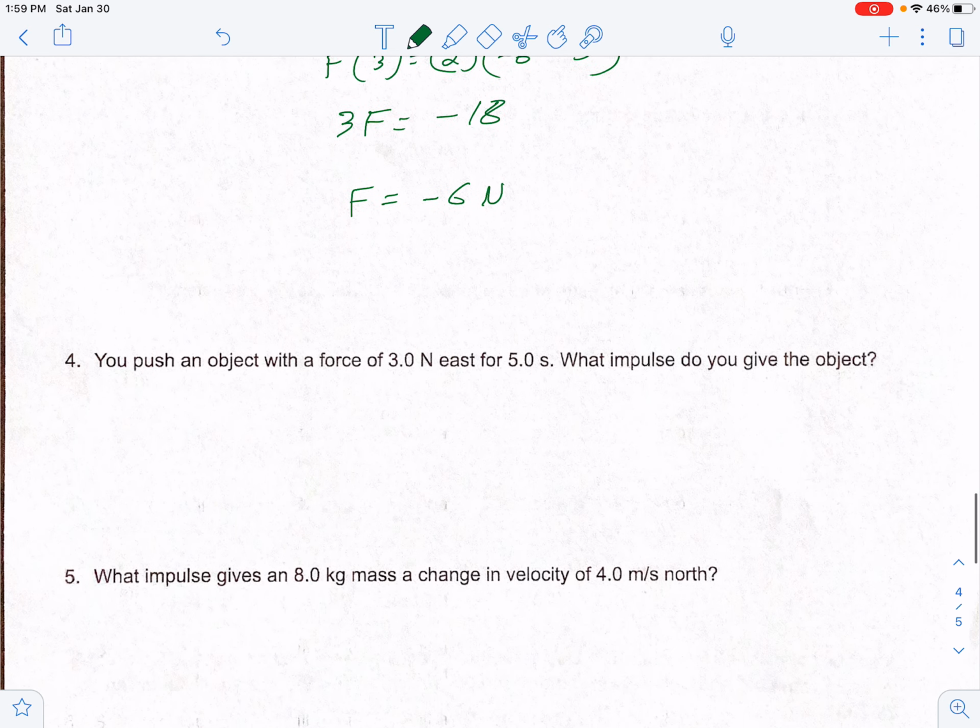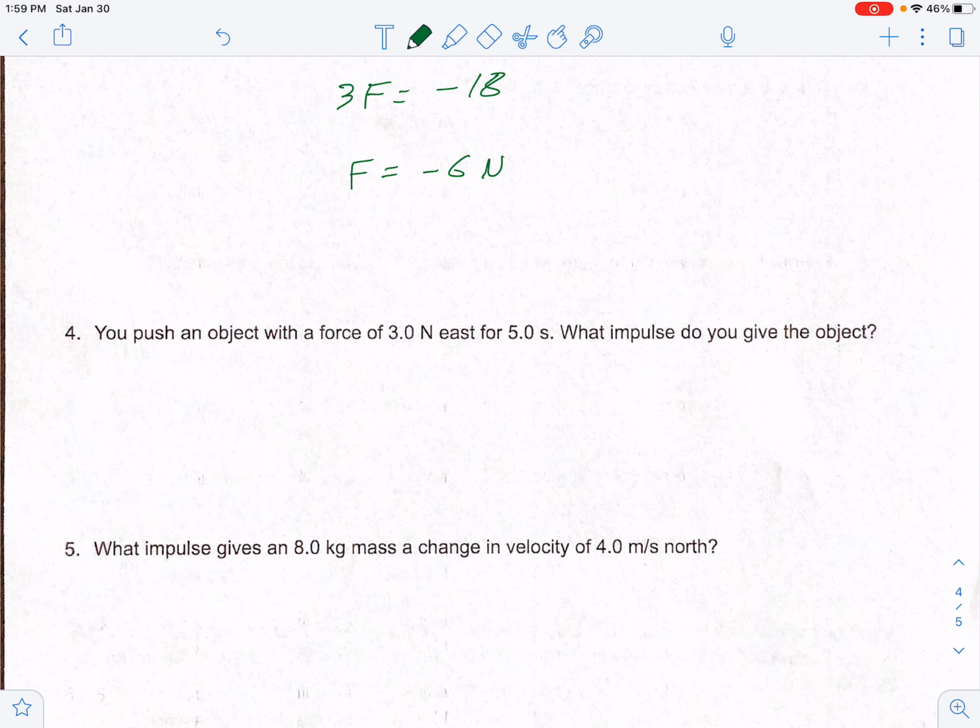Okay, moving on to the next one. You push an object with a force of 3 newtons east for 5 seconds. So I have force and I have time. What is the impulse? Impulse is J. This is going to be simple, just J equals F times T.